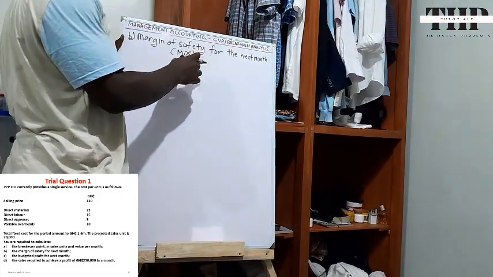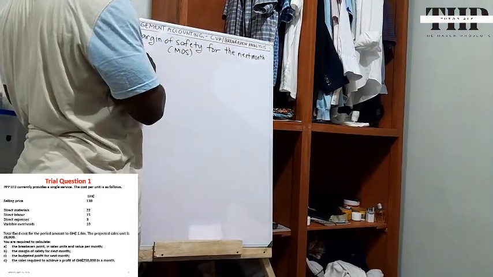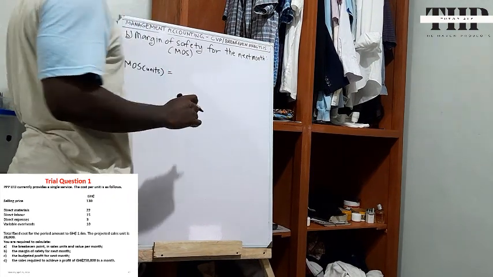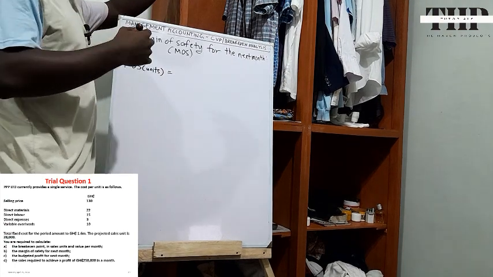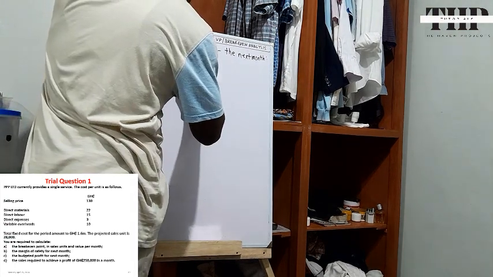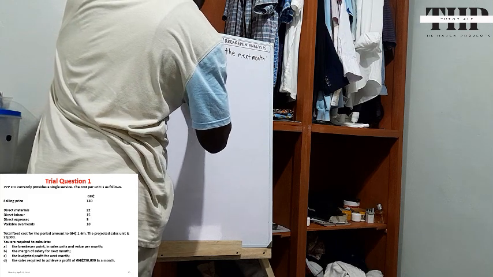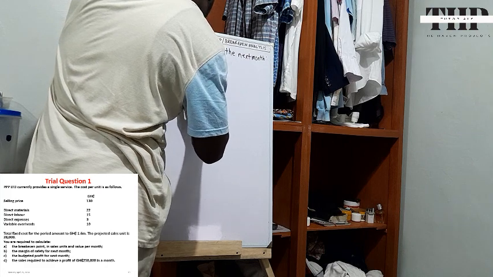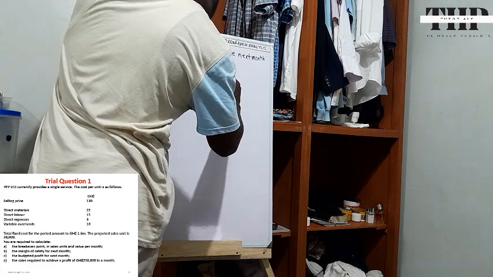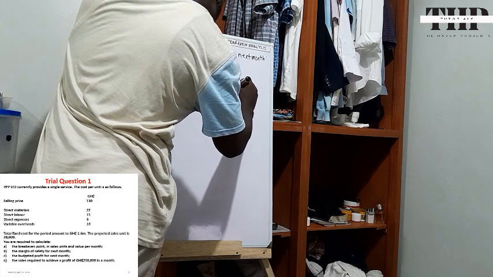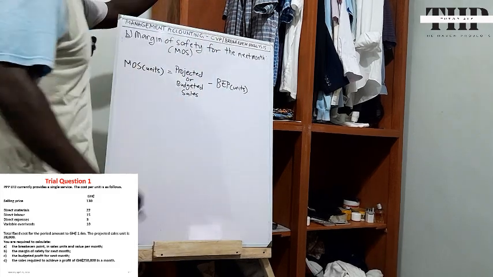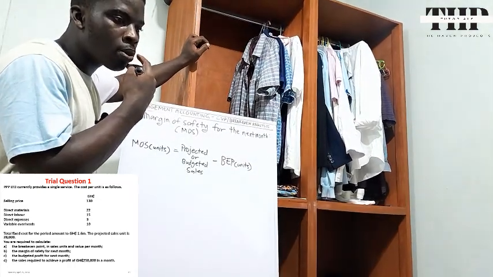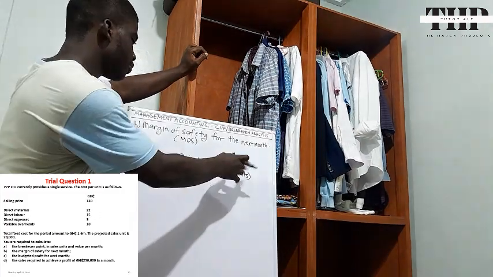Margin of safety, right? Let's say in units. It is the projected or budgeted sales minus the break-even point. Yeah, this is the formula.